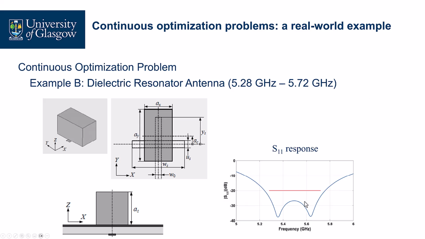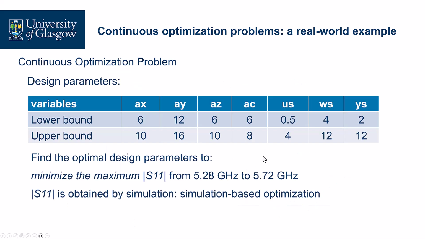For example, we are interested in the S11 response. This is a curve with respect to frequency, but often we are interested in the worst performance in this operating band. So the maximum value in this operating band of the magnitude of S11 is often the optimization goal, right? So now let's see the optimization problem.